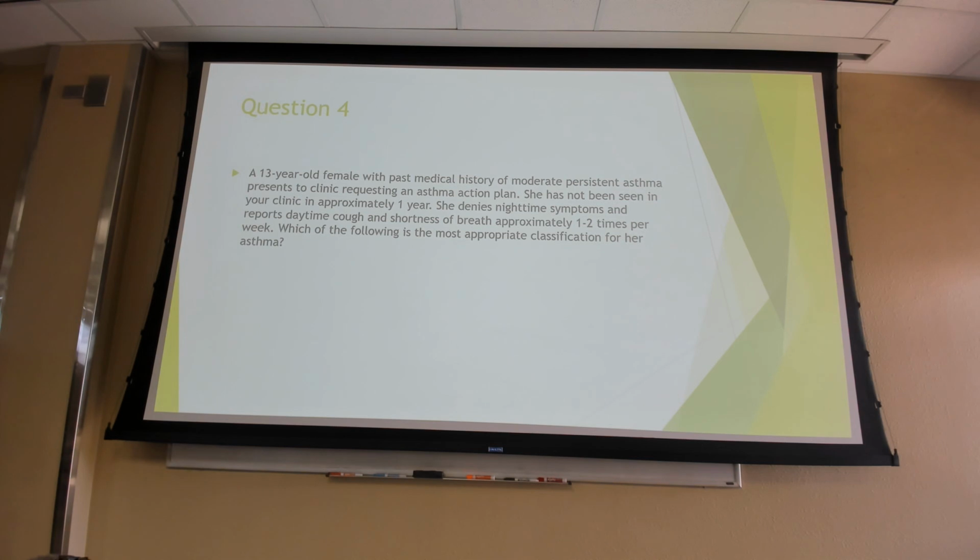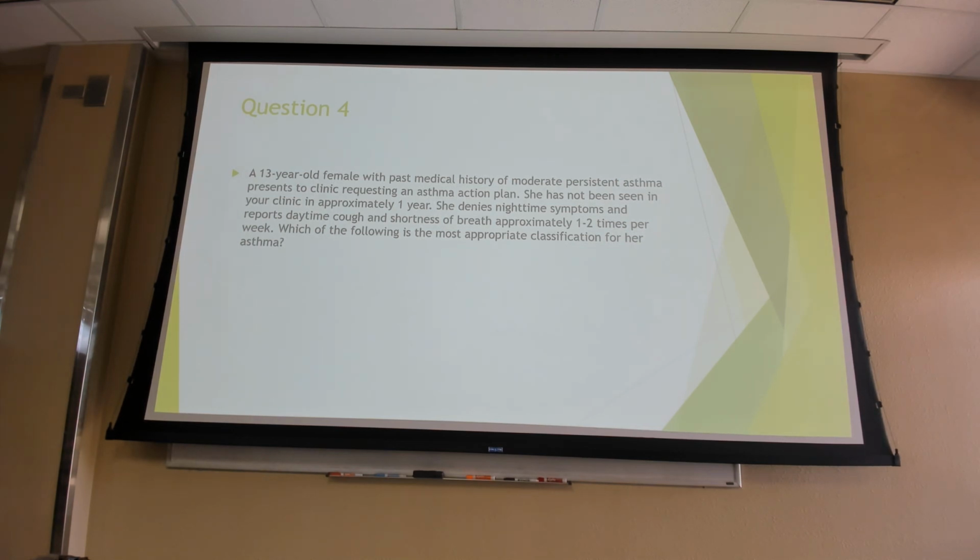13-year-old female with a past medical history of moderate persistent asthma presents to clinic requesting an asthma action plan. She has not been seen in your clinic in approximately a year. She says she has no nighttime symptoms, reports a daytime cough and shortness of breath approximately 1 to 2 times a week. How do you classify this asthma? She has moderate persistent.